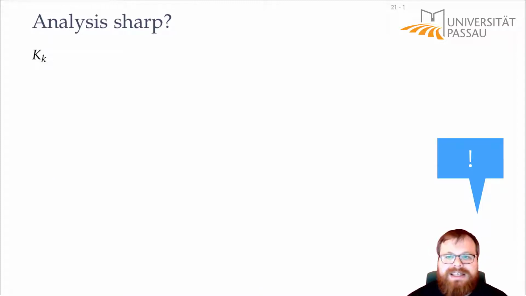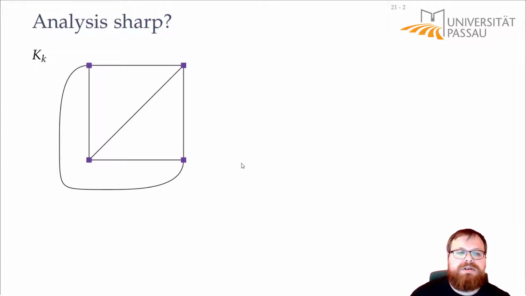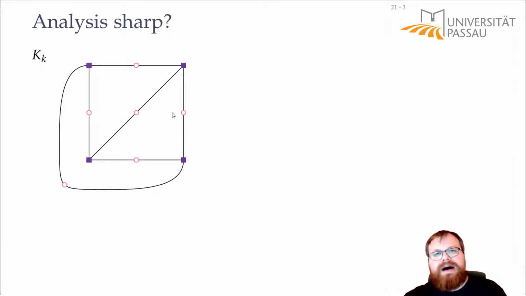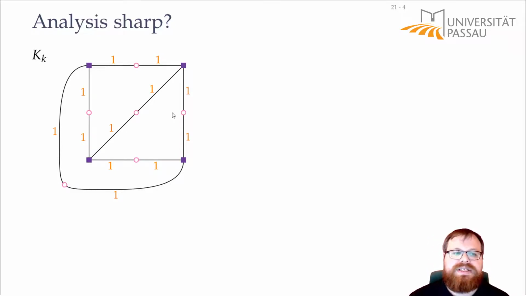For that, we again start with some complete graph on k vertices. So for example here, I pick only 4 terminals so that we can still see something. And then on every edge I place another vertex. So these are not terminal vertices. So basically I replace every edge with a path of length 2. And the cost of all the edges we set as 1.